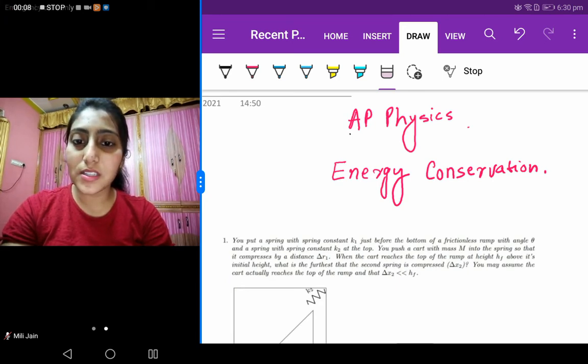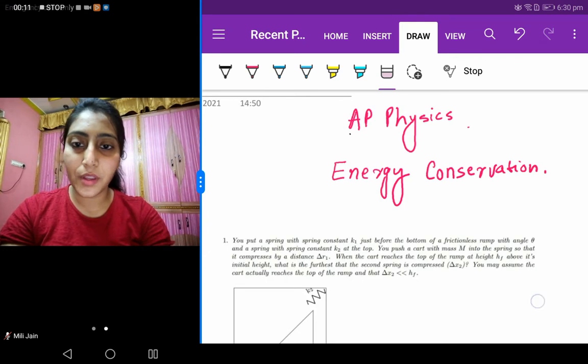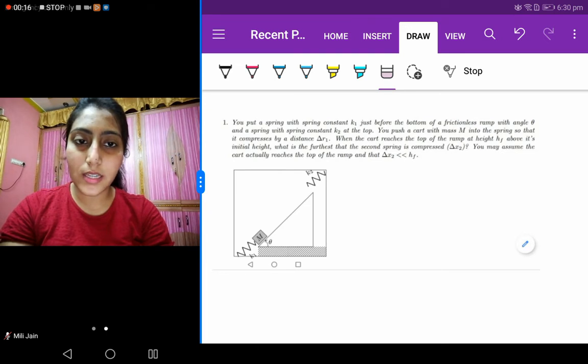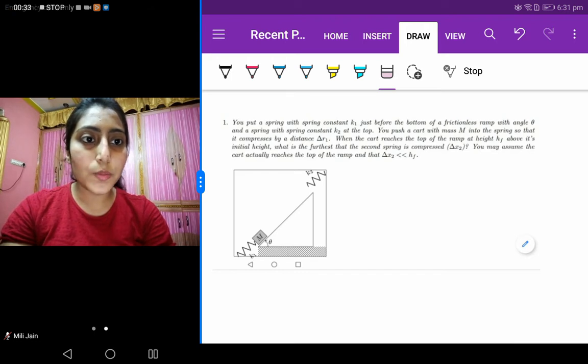Today I'm going to discuss a problem over energy conservation. Okay, so there is a problem on your screen. It says you put a spring with spring constant K1 just before the bottom of a frictionless ramp with angle theta and a spring with the spring constant K2 at the top. So we have two springs, one placed at the bottom and another placed at the top of the ramp. Then you push a cart with mass m into the first spring so that it compresses by the distance delta x1. When the cart reaches the top of the ramp at height hf, above its initial height, what is the furthest that the second spring is compressed?